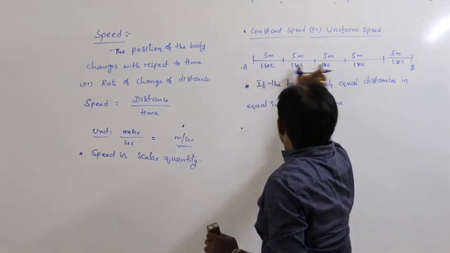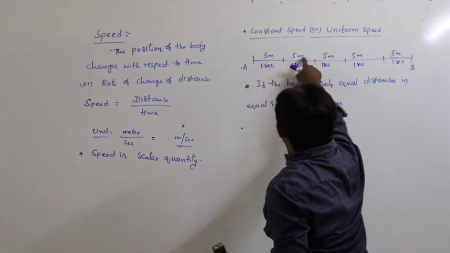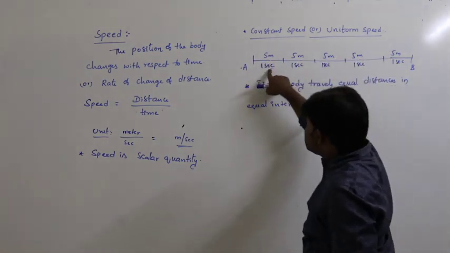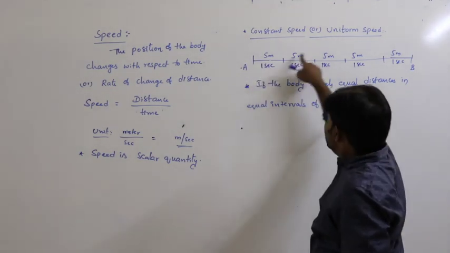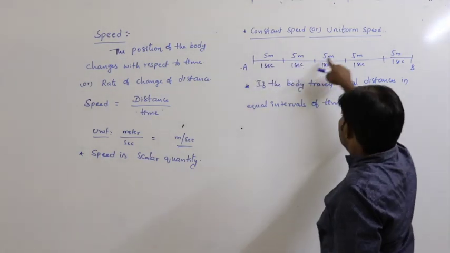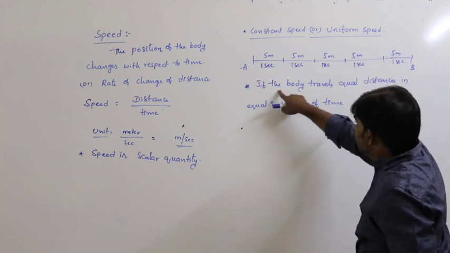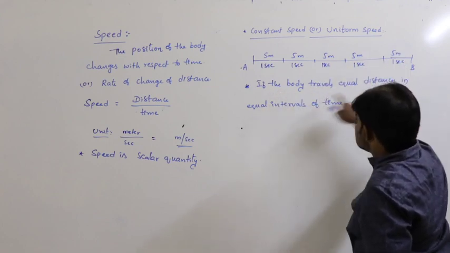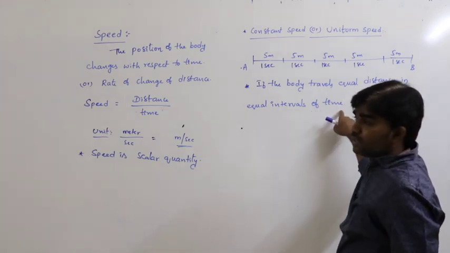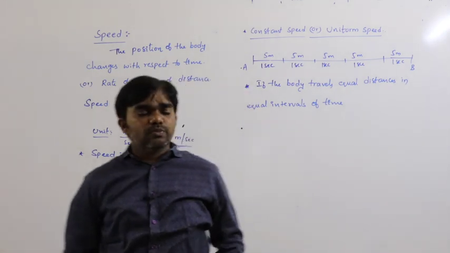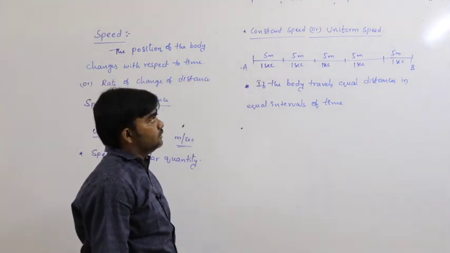See here, these are the equal distances, 5 meter, 5 meter, 5 meter, 5 meter, 5 meter. So to travel the first 5 meters it takes 1 second, next 5 meters also 1 second, here also 1 second, like that. If the body travels equal distances in equal intervals of time, then we can say that the body moves with constant speed.